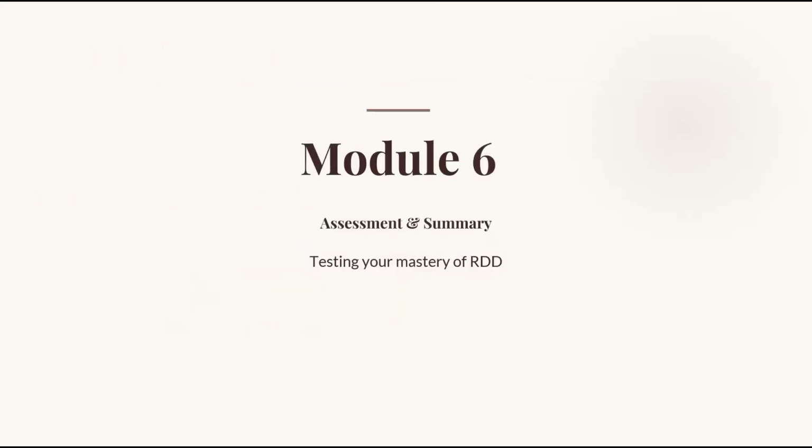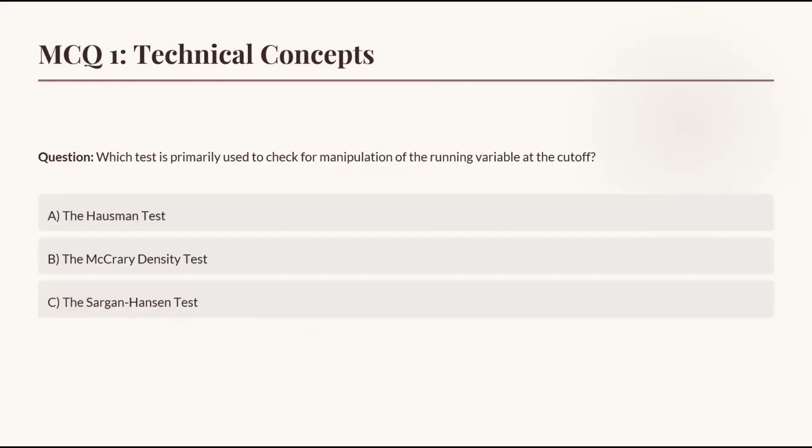Module 6: testing your mastery of RDD. MCQ 1: which test is primarily used to check for manipulation of the running variable at the cutoff? The Hausman test, the McCrary density test, or the Sargan-Hansen test? Answer B, the McCrary density test.